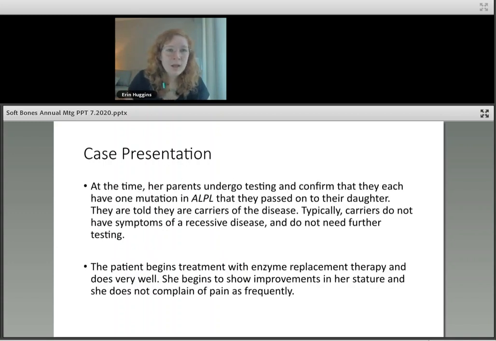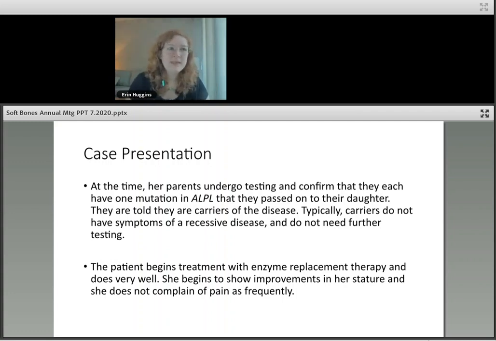At that time, her parents both got genetic testing and confirmed that they each have one ALPL mutation that they passed on to their daughter, and so they're carriers of the disease because they just have the one mutation. And typically when we think about recessive conditions, parents who are carriers don't show any symptoms and we don't really do any further testing.